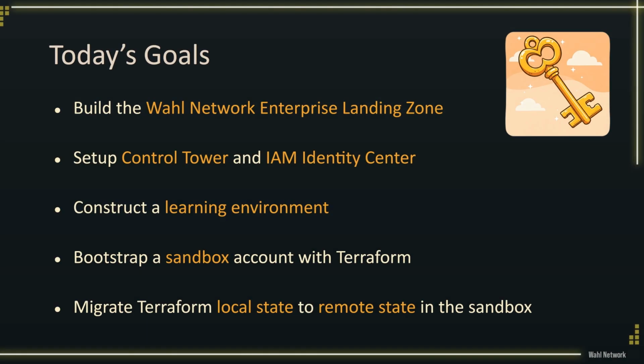Here are the goals of today. I'll be building the Wahl Network Enterprise Landing Zone. And don't worry, we're going to go over all these terms as the course unfolds. And you'll be building your own enterprise landing zone. We're going to do that by setting up AWS Control Tower and the Identity and Access Management, or IAM, Identity Center. This will be used to construct a learning environment, a place that we can build resources very simply and easily. We can see them be constructed. We can throw them away. We can keep our costs very low.